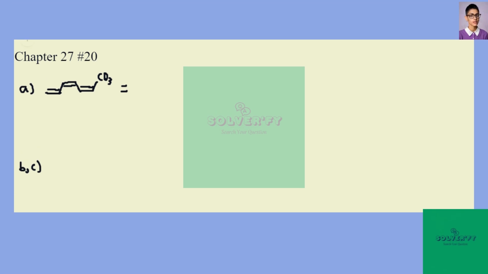This is the answer to Chapter 27, problem number 20 from the Smith Organic Chemistry textbook. In this problem, we are asked to predict the product from a 1,7 sigmatropic rearrangement of a deuterium atom in a triene. And then we're asked to discuss whether it would be suprafacial or antarafacial under the two different sets of conditions that we talk about in this chapter.